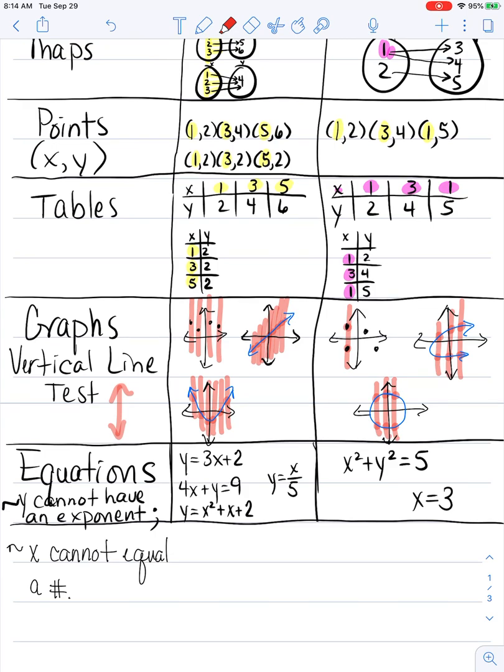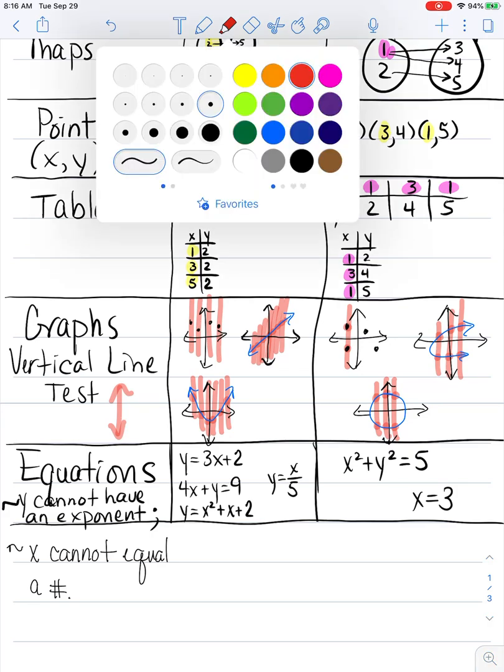And finally, let's take a look at equations. Equations typically, sorry about that. Sorry about the bell. Typically, we look at the x's, but in this case, this is the only time you look at the y. And here's what you need to know about equations. Y cannot have an exponent, and x cannot equal a number.